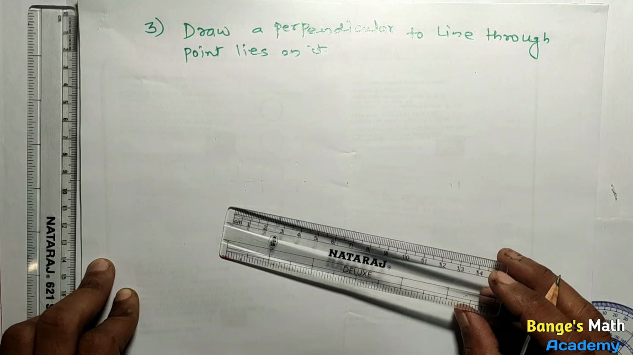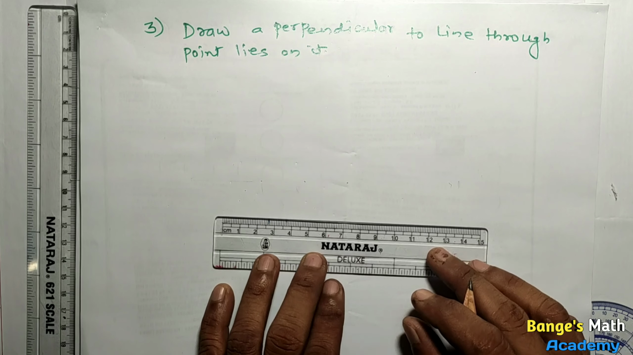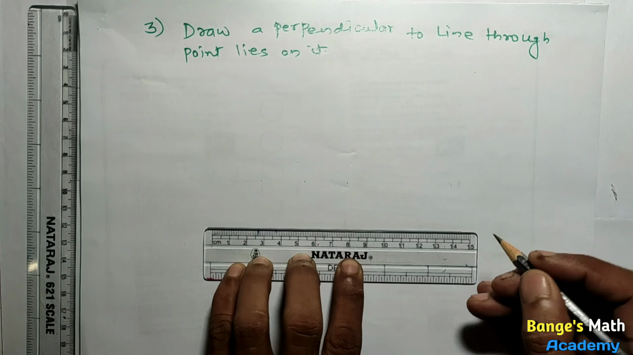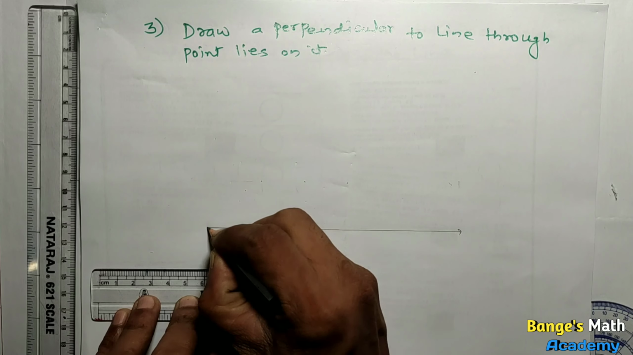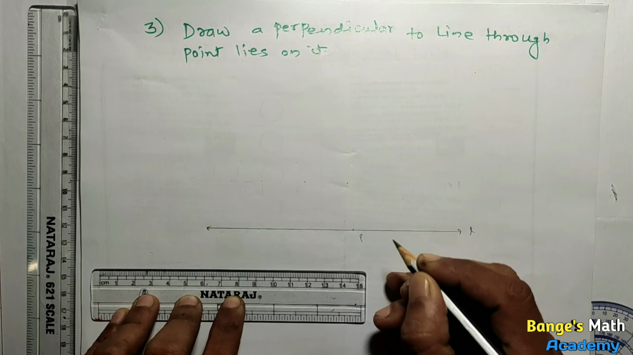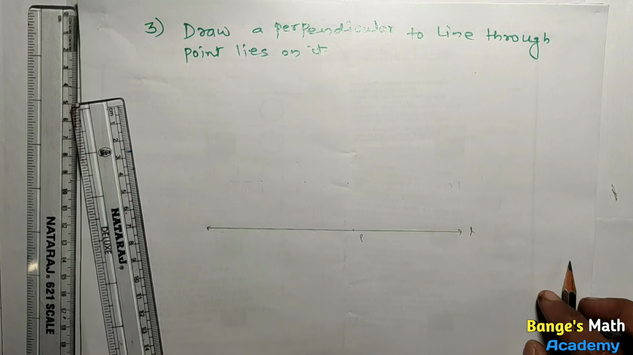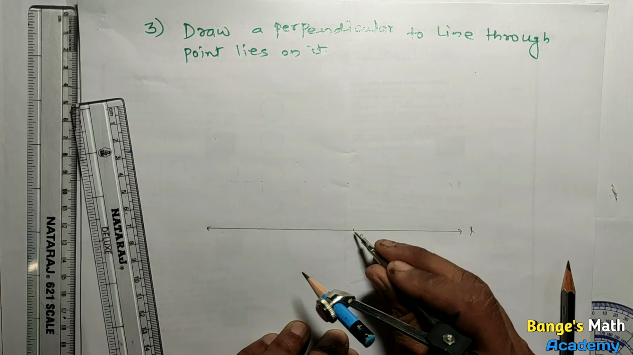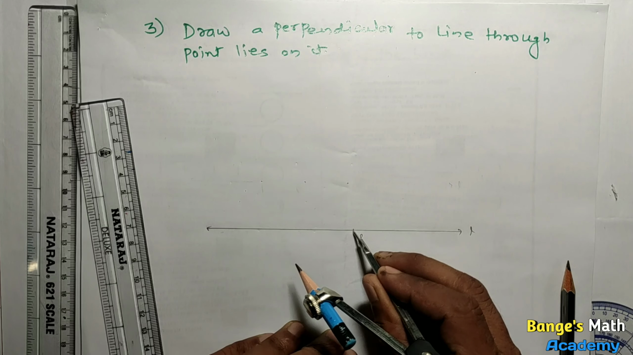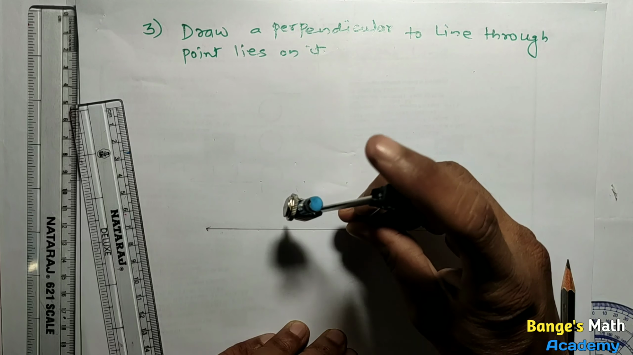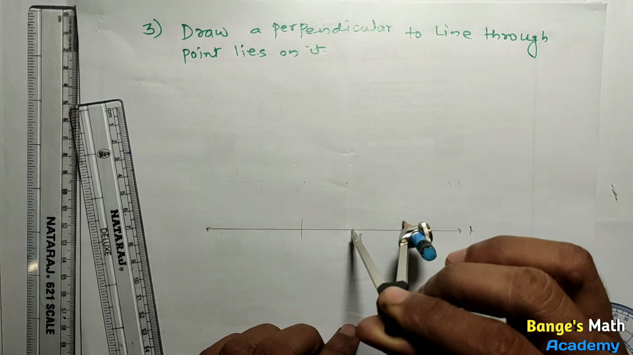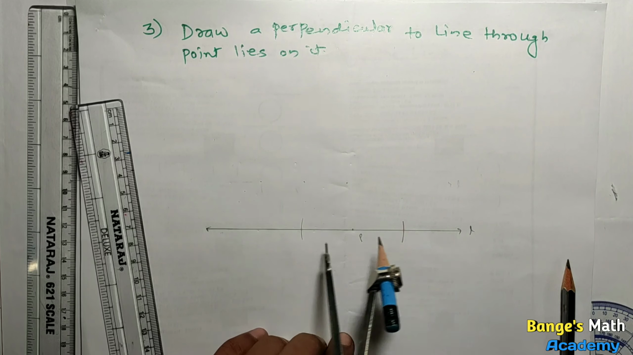Draw a perpendicular to a line through a point that lies on it. Draw a line L and take any point P on it. We have to draw a perpendicular to the line passing through point P. So take a suitable distance in your compass and put the still point on point P and draw arcs to the left and to the right side of point P which intersect line L.